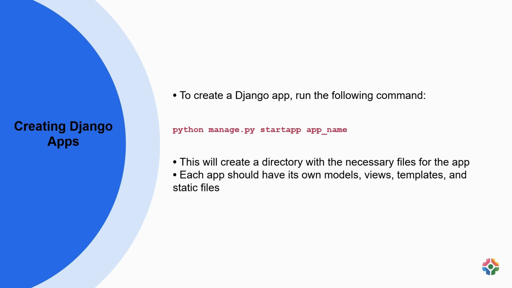Notably, it is vital to structure each app with distinct components, such as models for database interactions, views for handling user requests, templates for front-end rendering, and static files for CSS, JavaScript, and images. For instance, a blog application could have models for posts and comments, views for displaying blog content, templates for the blog layout, and static files for styling the blog interface.